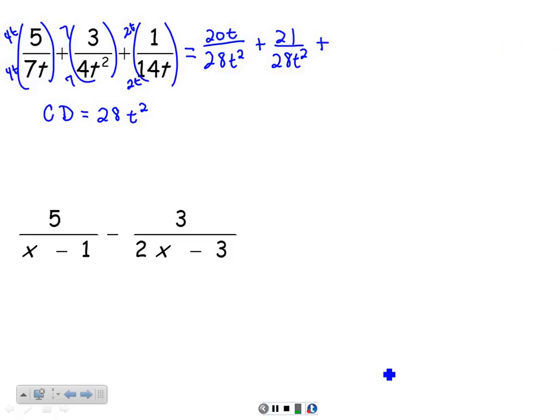Alright, so on top we'll have 2, t times 1 is 2t, and then on bottom we'll have that 28t squared. So now that we have a common denominator, I need to combine my numerators, the like terms, so we'll have 20t plus 2t is going to be 22t plus 21 over 28t squared. And again, all three of these will not reduce by the same number, so I can't reduce these. I can't reduce the t and the t squared because this is a group, so that's going to be your answer.